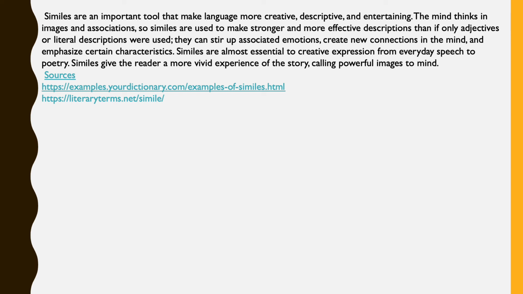Similes, then you notice, are an important tool that can make language more creative, descriptive, and entertaining. The mind thinks in images and associations, so similes are used to make stronger and more effective descriptions than if only adjectives or literal descriptions were used. They can stir up associated emotions, create new connections in the mind, and emphasize certain characteristics. Similes are almost essential to creative expression, from everyday speech to poetry, and give the reader a more vivid experience of the story, calling powerful images to mind.